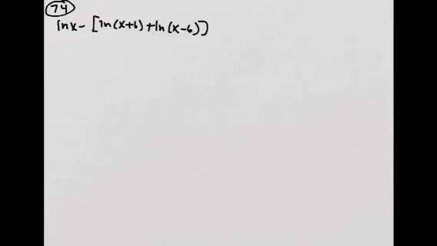So to condense this log, I'm going to do the brackets first. So I'm going to simplify this part first. So let me bring down the natural log of x minus, now that's the sum of two logs, so it becomes the log of the product.